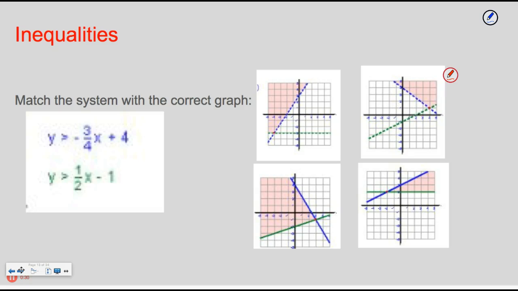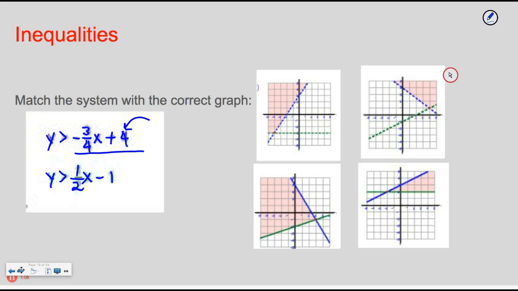So a little hard to read here. While you're getting your stuff organized, this is a -3/4 x plus 4, and this is y equals, actually I think that's a greater than maybe? Man, it's hard to read. Let's do greater than 1/2 x minus 1. So these should have dotted lines, and we graph the line as we've always graphed it. You can even do it on your calculator if you want, but that would be up at 4, and it would be going down 3/4.